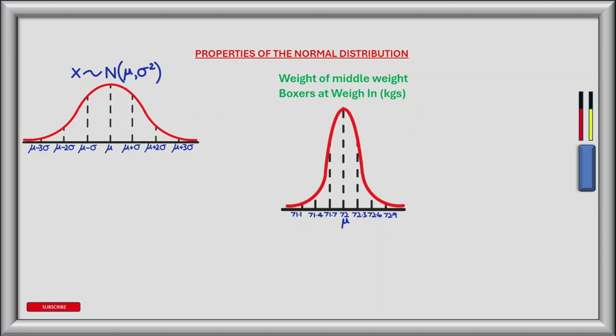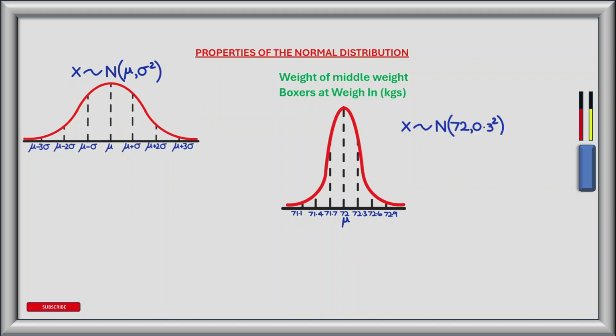In this next example, let's assume that x is the random variable of weight of boxers in the middleweight division at weigh-in. And let's assume that this is normally distributed with a mean of 72 kilograms and a standard deviation of 0.3 kilograms. Then we might see the distribution look like the bell curve shown here. Note that this curve is much steeper and not as wide as the previous curve. This is because it has a much smaller standard deviation.